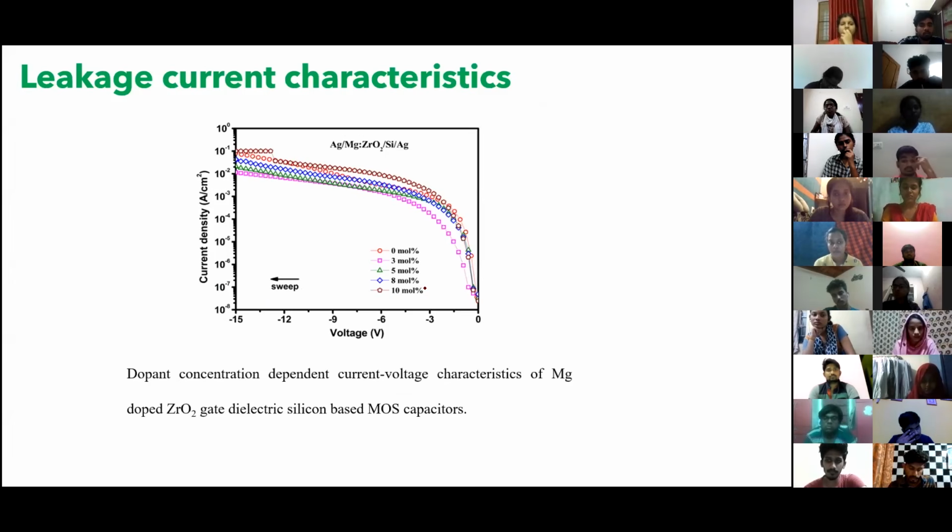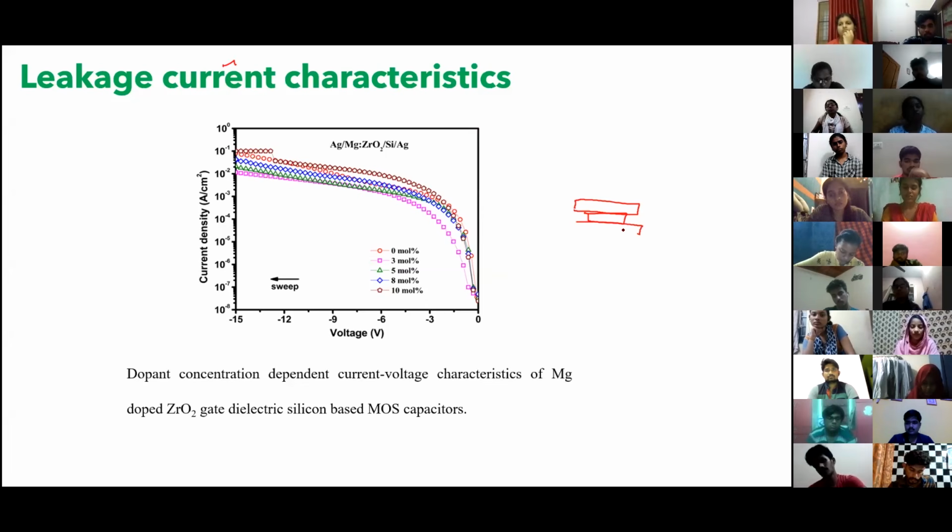Now, I'm not going to spend much time here, but another important parameter for the MOS capacitor is the leakage current. You have your dielectric, and you have your two layers. As I told you in the very beginning, this is, let's say, metal, this is semiconductor, and this is oxide.